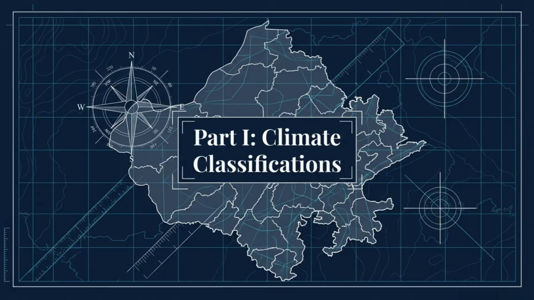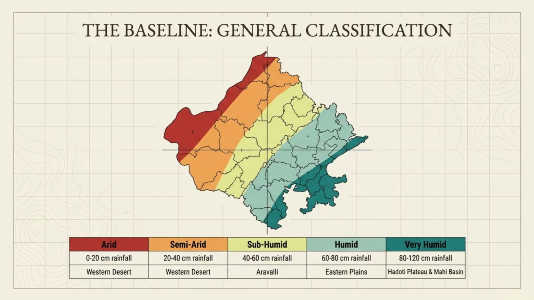Geographically, Rajasthan can be divided into 5 general climatic zones based on rainfall. The western desert is split into an arid zone receiving 0 to 20 centimeters of rainfall, and a semi-arid zone receiving 20 to 40 centimeters.